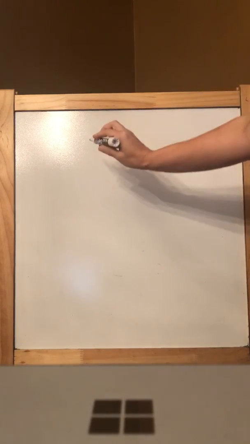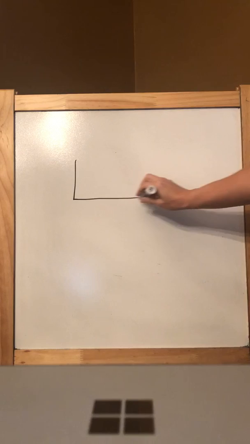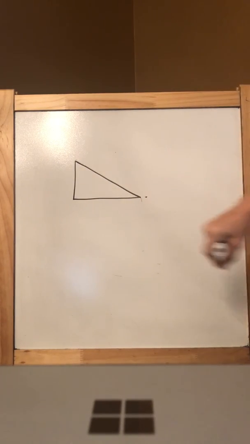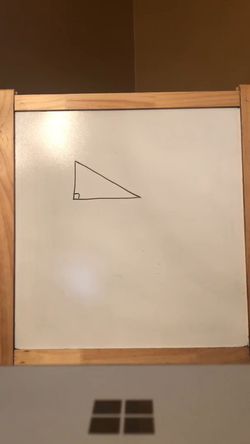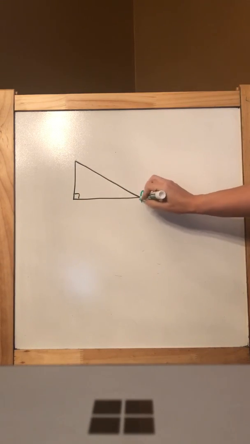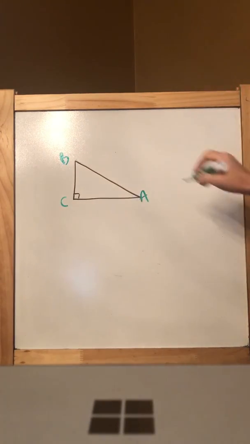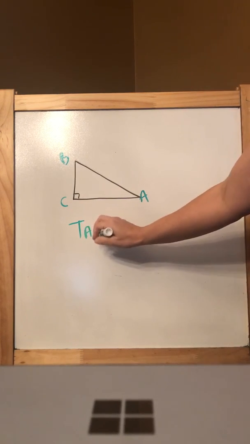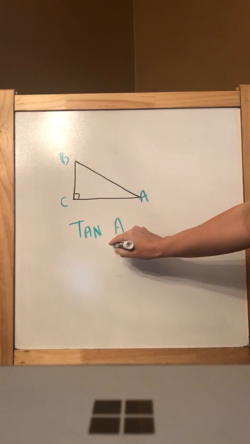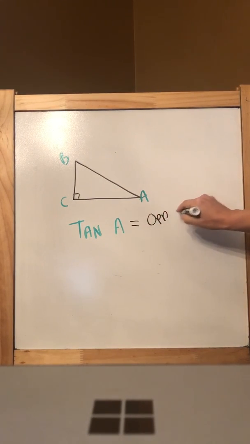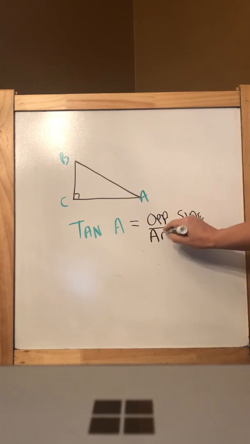Okay, so let's say that we have a right triangle here. Okay, draw my right triangle. Okay, so here's my right triangle. And we'll label it A, B, C. And I want to find the tangent of A, okay? To find the tangent of A, I'm going to take my opposite side length over my adjacent side, okay?